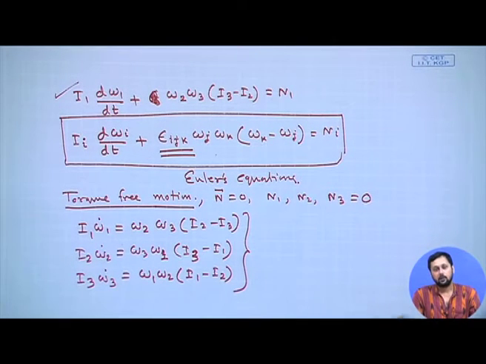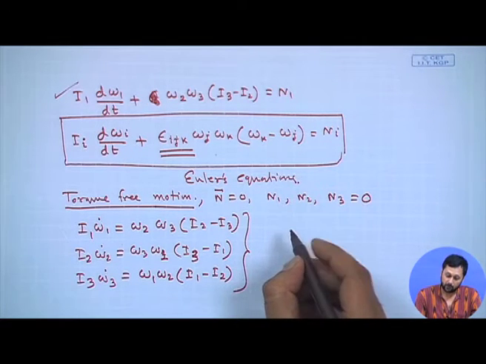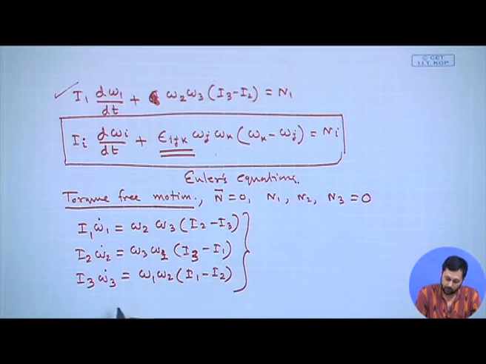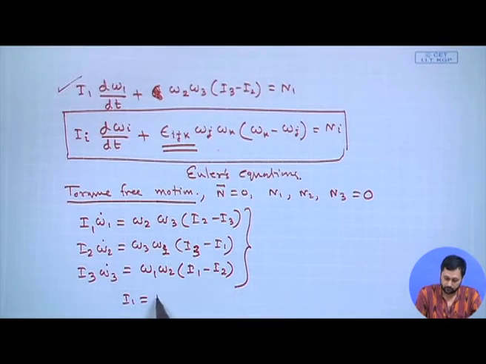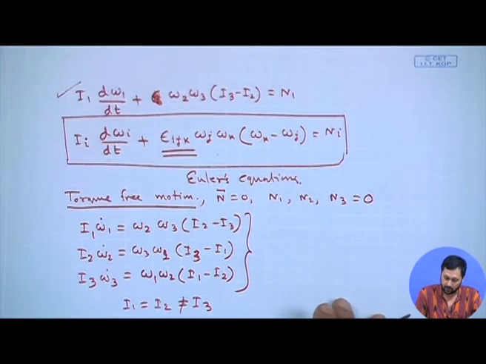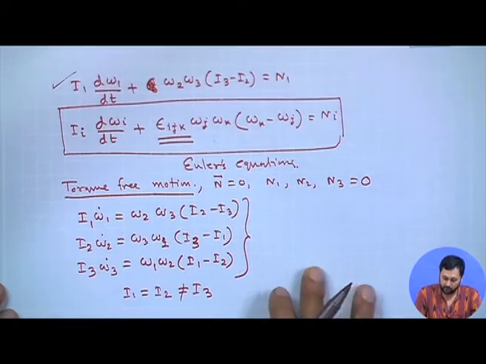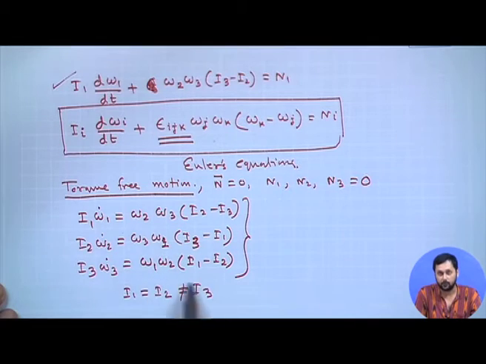Now, we will make it even more specific, we will simplify it even more. We will take up the torque free motion for a symmetric top. Now, in a symmetric top what happens? I1 is equal to I2, which is not equal to I3. So, instead of writing I1, I2 and I3, we can simply write I1, I1 and I3. Now, if we simplify these equations even more, you immediately see that the last term will have a 0 on the right hand side.